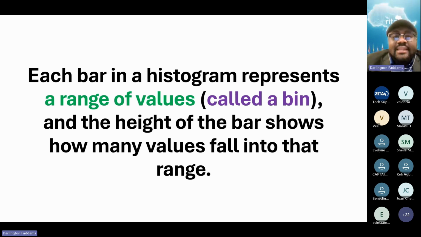Now, each bar in the histogram represents a range. Technically, it is called a bin. Please type bin in the chat for me. Type bin. All right, so this refers to the range of values. And the height of the bar shows how many fall into that range. I think this is self-explanatory, and this makes a lot of sense.